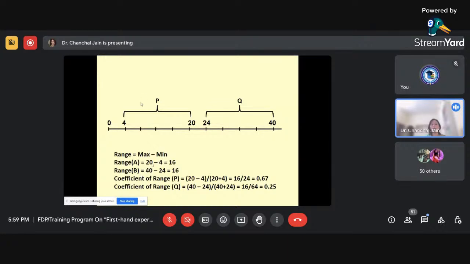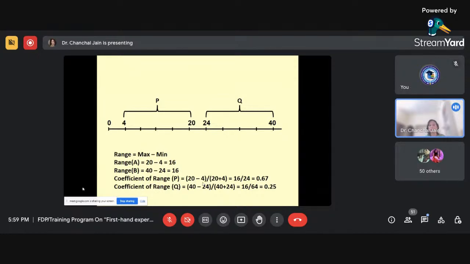Now if I know that the first company is offering a minimum salary of 4, maybe 4 lakhs, and the highest package is suppose 20 lakhs, I get a difference of 16 lakhs. Similarly, one company is offering a minimum of 24 lakhs and highest of 40 lakhs. Again the difference you can find is 16. So if I only know the range of the salary in both companies is 16, it is quite difficult for me to take a decision. But when I use the coefficient of range, it will give me the clear picture.